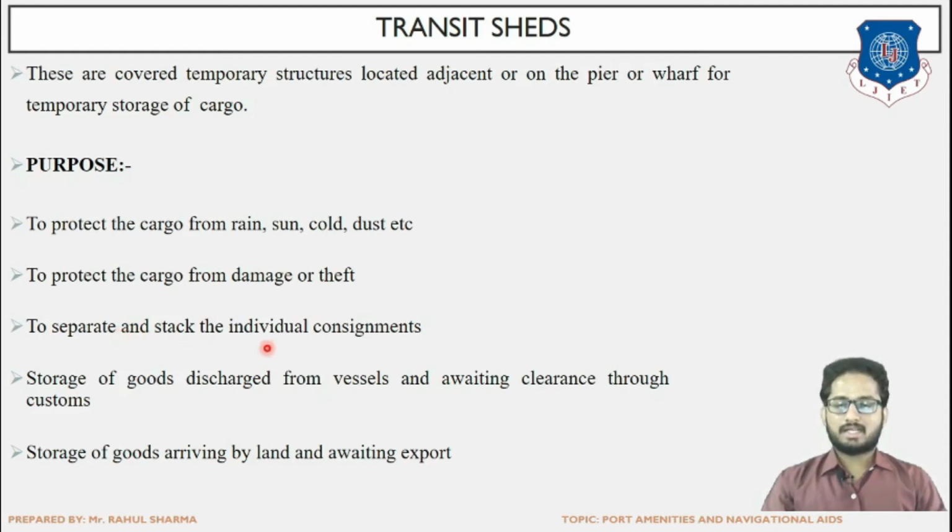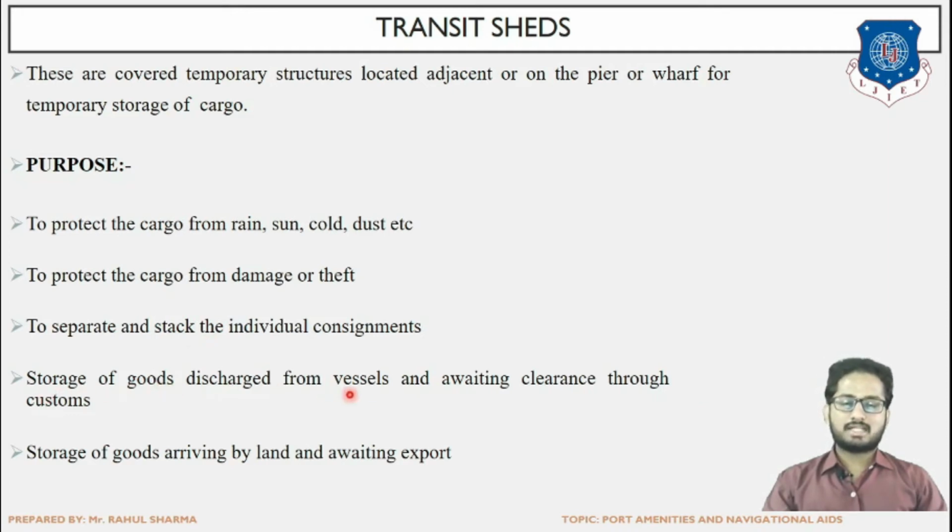To separate and stack the individual consignments. That is depending upon the nature of the cargo or commodity, they are bifurcated. Also, the cargo or commodity which is to be cleared first is kept near to the exit. Those which have to be kept for a prolonged time are kept far away from the exit. So basically stacking, that is sort of piling the cargo or commodity. So depending upon the nature and depending upon its use, the cargo or commodity are piled up, stacked one above another in various bifurcations.